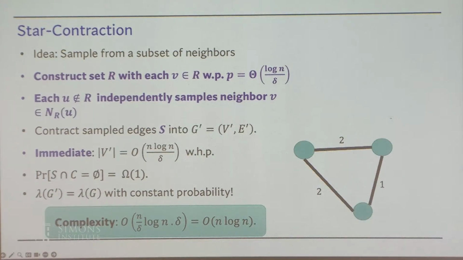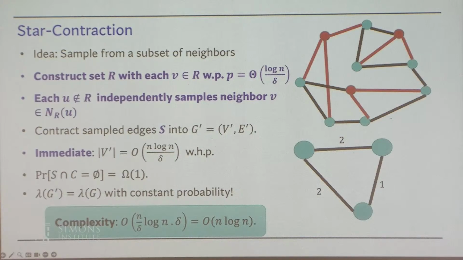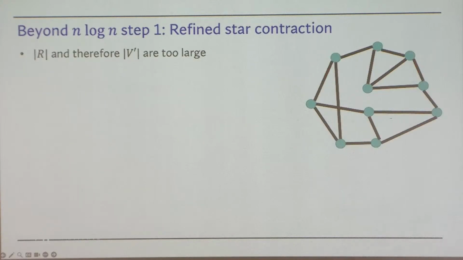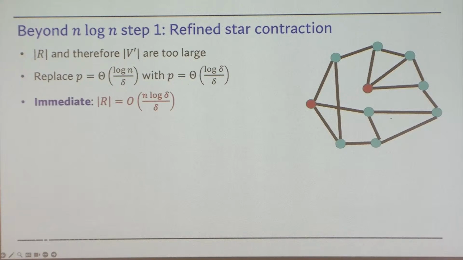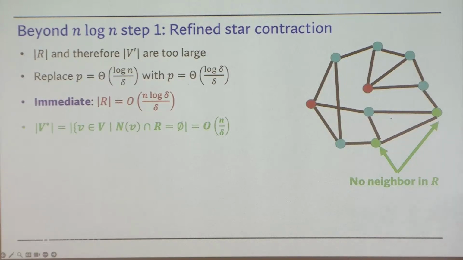So let's try to do a little bit restricted sampling. So now we are going to sample with log delta over delta. Now, we are sure we are not going to hit everybody because we don't have the n factor over there. We cannot do union bound. But how many do we not hit? That you can bound. The number of the vertices which have got no neighbor in R is going to be bounded by n over delta. So you can just treat them as your super vertices. At this point, it doesn't hurt you.